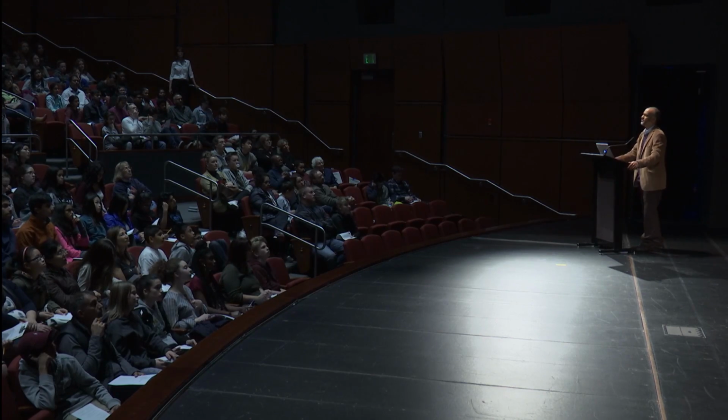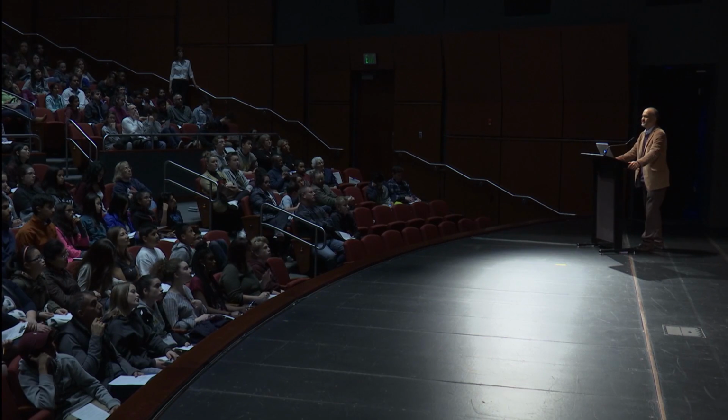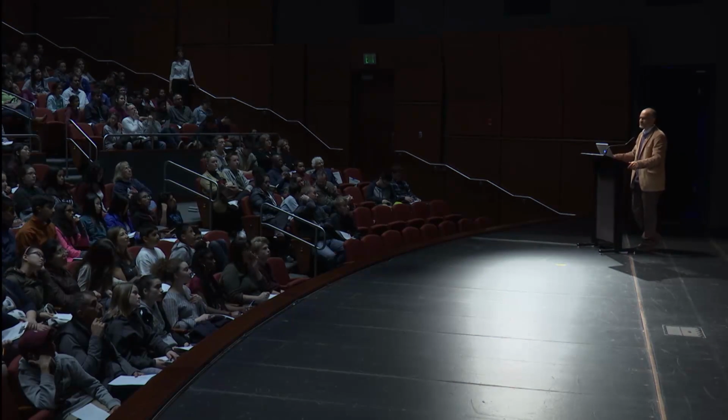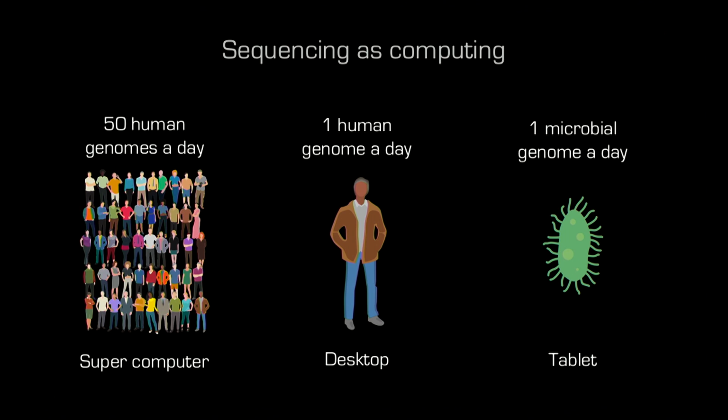So I like to think about sequencing technology as an analog to computing technology, and we have this whole array of tools that we can work with in this field. On the left, I'm showing what would be the analog to a supercomputer, the latest sequencing machines, which are very powerful and also very expensive, and are only available in a few sequencing centers around the country, able to sequence on the order of about 50 human genomes in a single day.